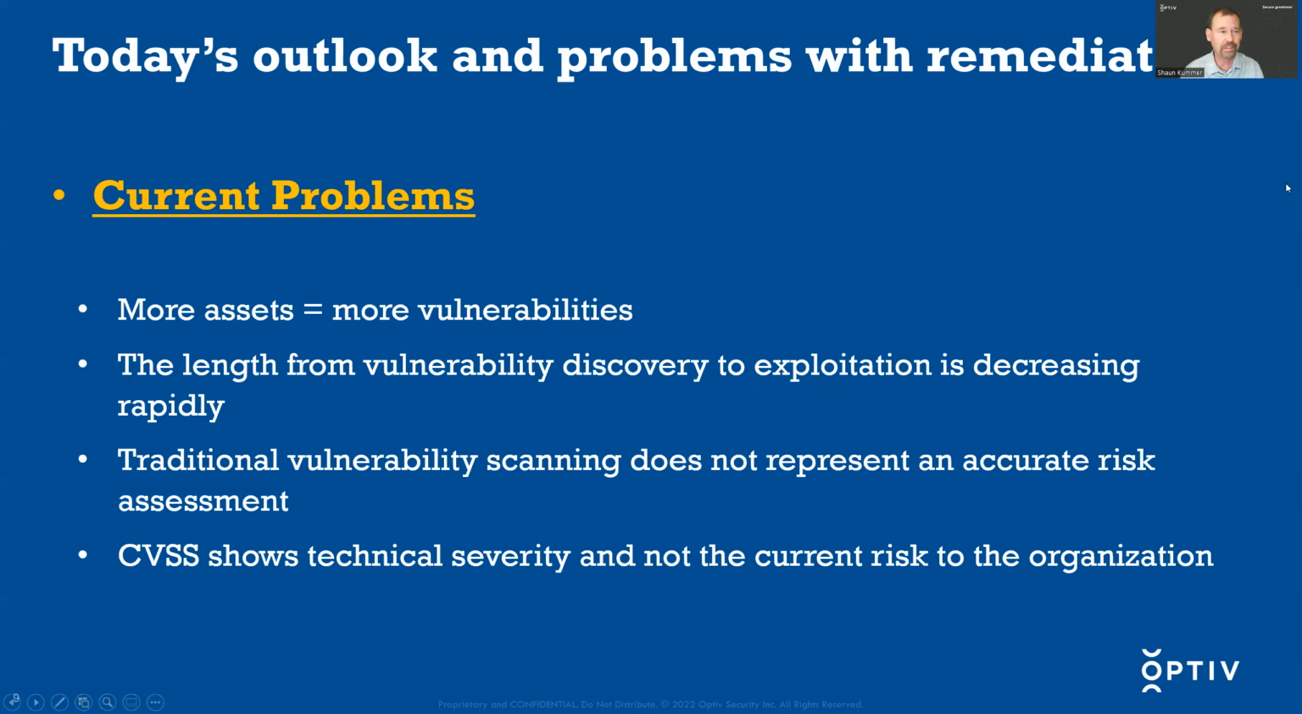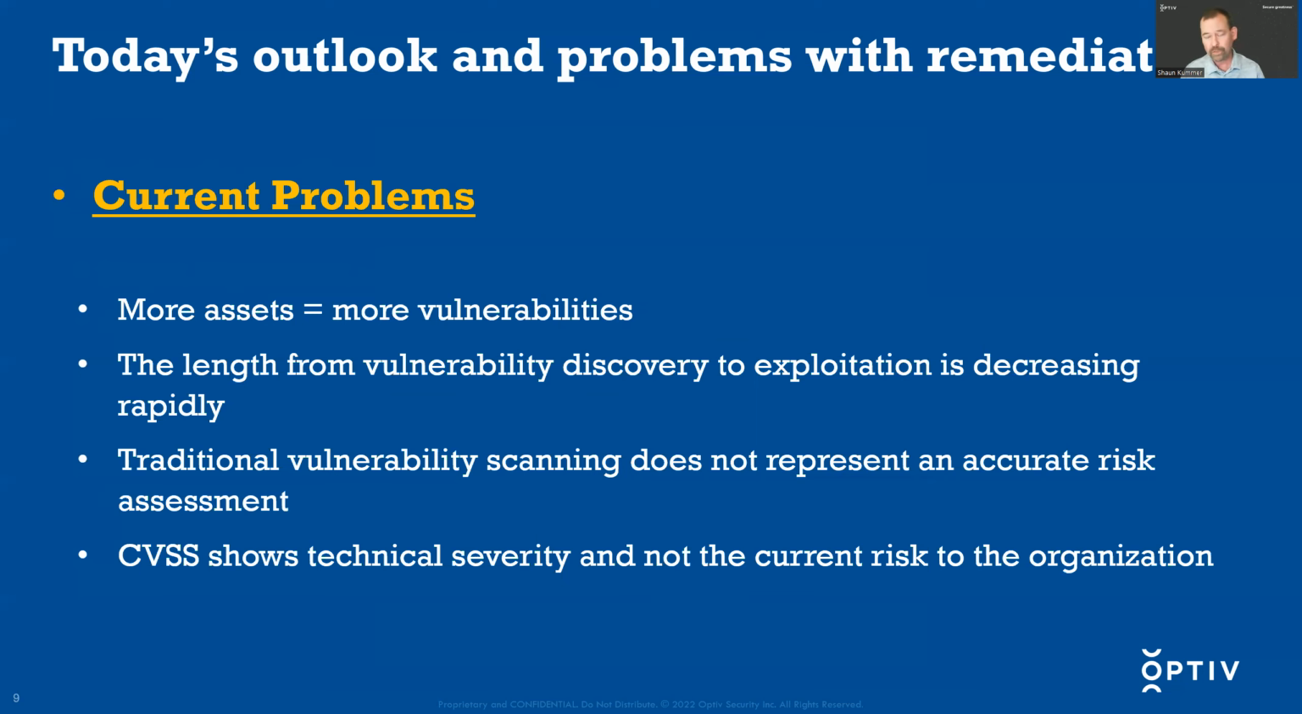So we're also going to look at today's current problems. Now we have more assets, which equals more vulnerabilities. The length of time from vulnerability discovered to exploitation is decreasing rapidly. You'll see a theme throughout this session. Traditional vulnerability scanning does not represent an accurate risk assessment. Without having assessed the vulnerability and taken into account where the asset is located and its criticality, we need to make sure we put all those three together and have a good assessment.